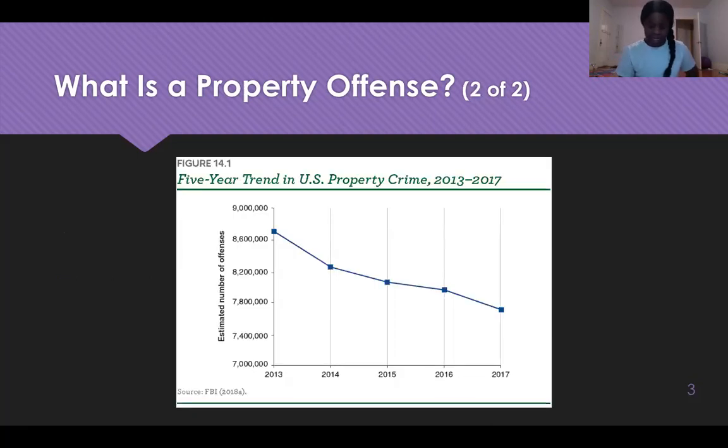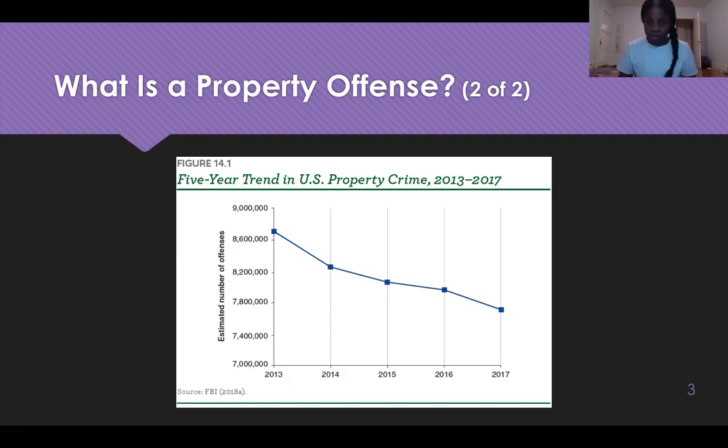This figure is taken from chapter 14. You can find this specific figure on page 267 in your textbook. It is a figure of a 5-year trend in the US property crimes from 2013 to 2017. Again, I am using the 3rd edition. However, I also do have the 4th edition, which is the figure depicted here on the Blackboard on the lecture.